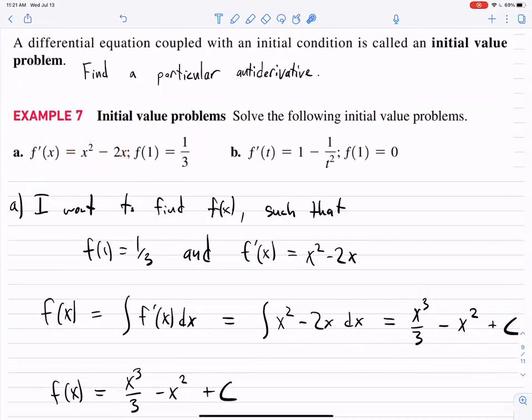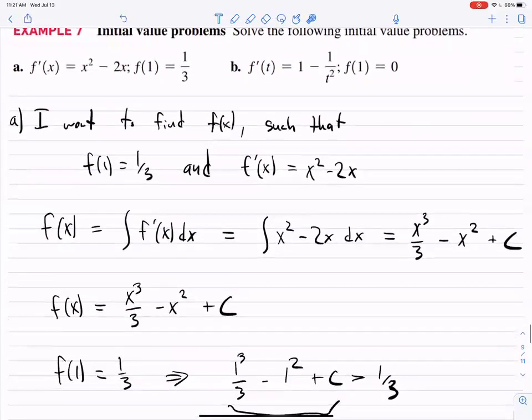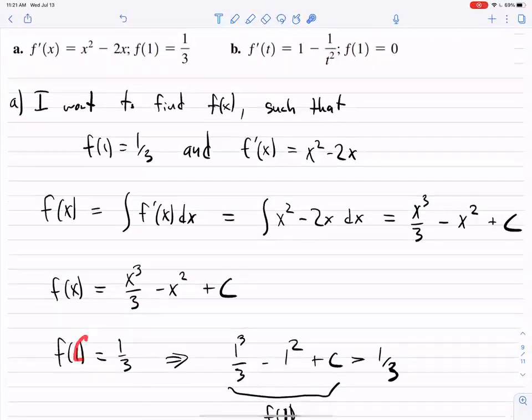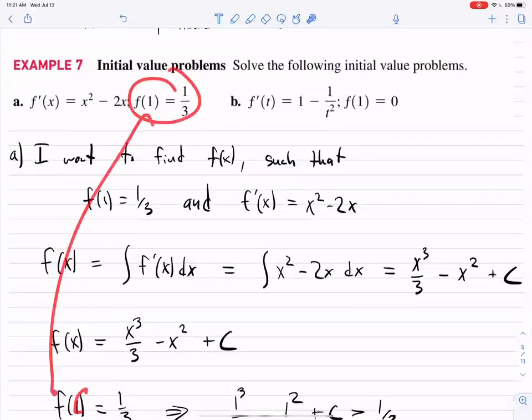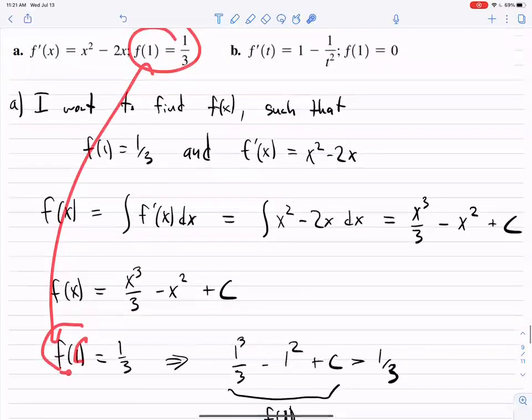So how do we find that? Well, you plug in 1 for x. And so if you plug in 1 for x, you get 1/3 minus 1, and we set it equal to 1/3. So this is the initial condition right here. So that's the initial condition. So f of 1 is 1/3.